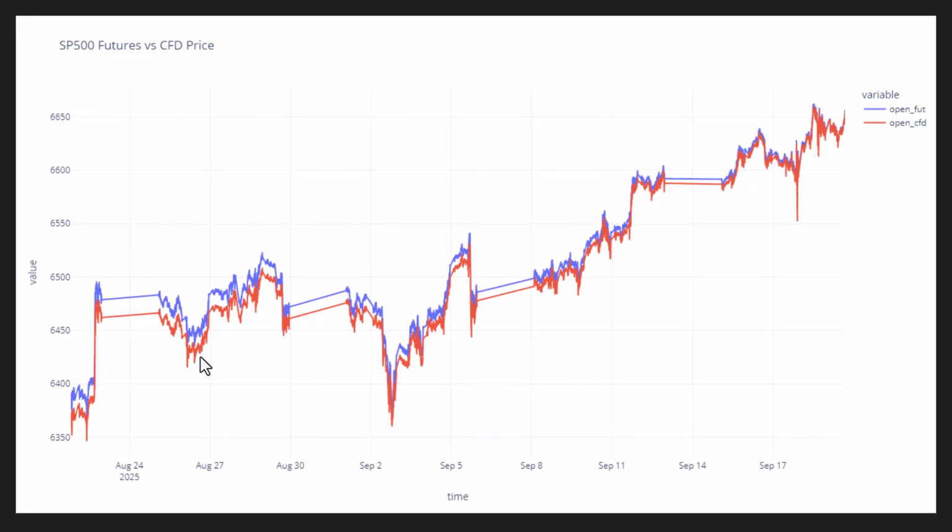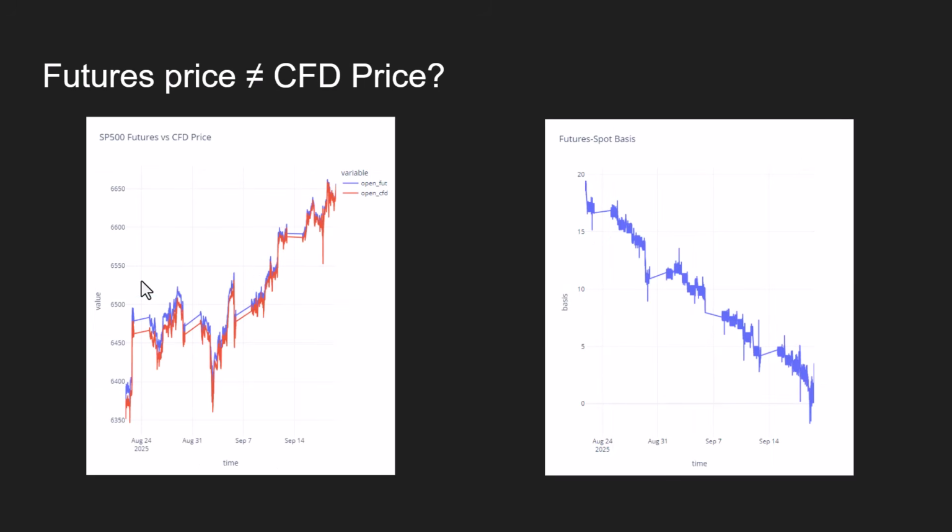And then the red line here is a CFD price from the broker IC Markets. So here I exported data from IC Markets. And what you see here is that these prices reflect the S&P 500 price. What you can see is that the futures price is slightly above the CFD price because the futures price is taking the future price into account. And so when we talk about the futures price, it does not have to reflect exactly the CFD price.